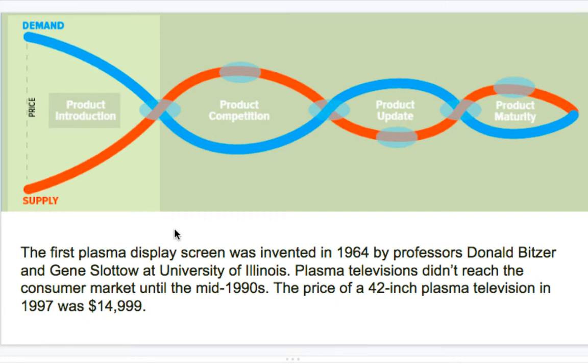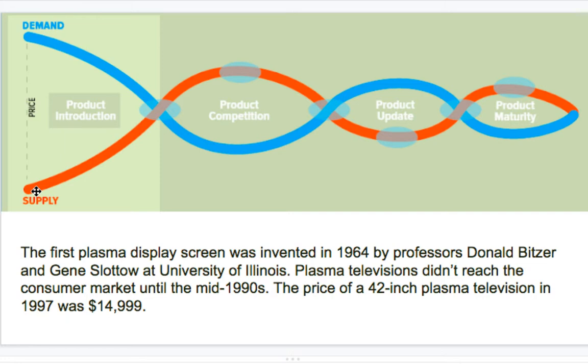My example, of course, is plasma TV, and at the bottom it says the first plasma display screen was invented in 1964 by Professors Donald Blitzer and Gene Stalow at the University of Illinois. Plasma televisions didn't reach the consumer market until the mid-1990s. The price of a 42-inch plasma television in 1997 was $14,999.